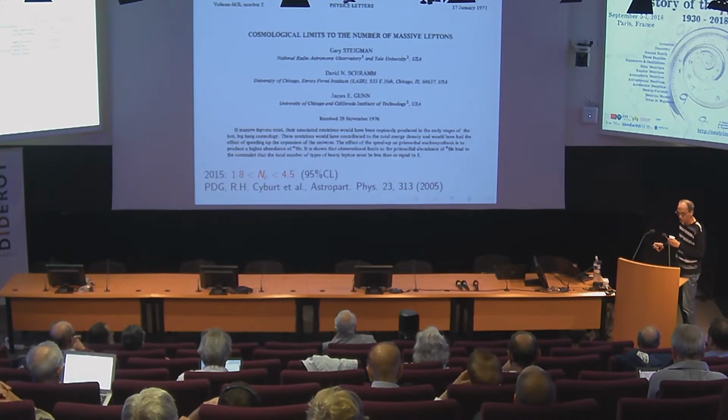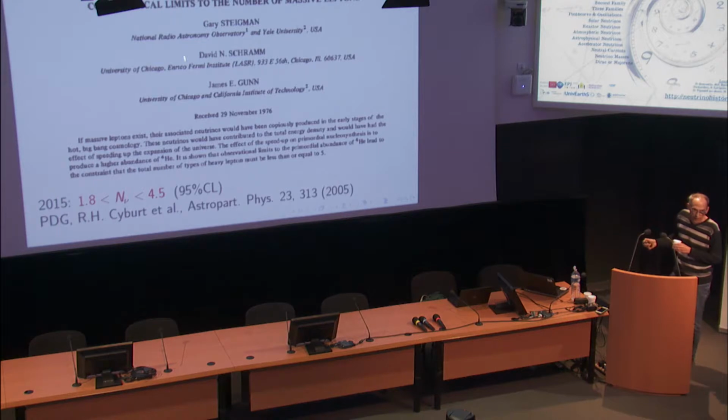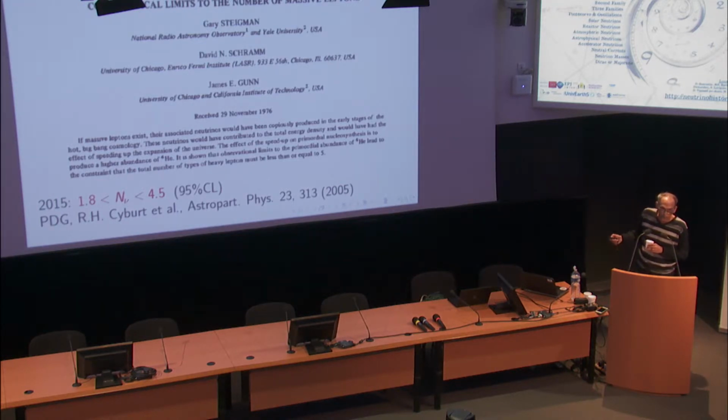But you can see now that it's 5, and this limit came out before LEP and so forth. The limit from particle physics, I think, was 100 or something like that. And now in 2015, the same analysis gives the number of neutrino species between 1.8 and 4.5, and we now give confidence levels. That's the 95% confidence level. And this was in 2005. It's changed a little bit since then.